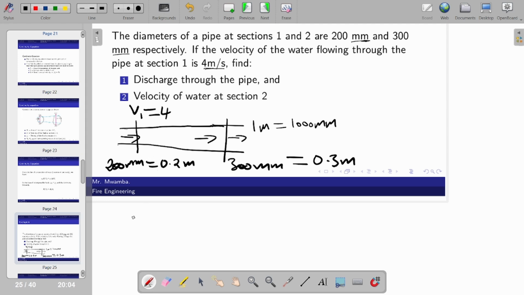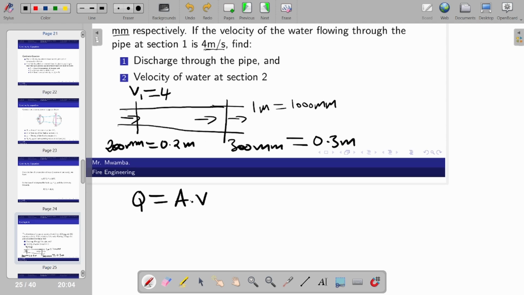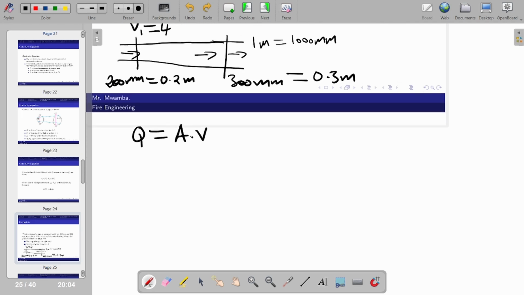Find the discharge. Discharge is given by the cross-section area times the velocity. So we can find discharge using section 1 or using section 2. At section 2 we don't know the velocity, but at section 1 we know the velocity and we can find the area. So how do we find the area?